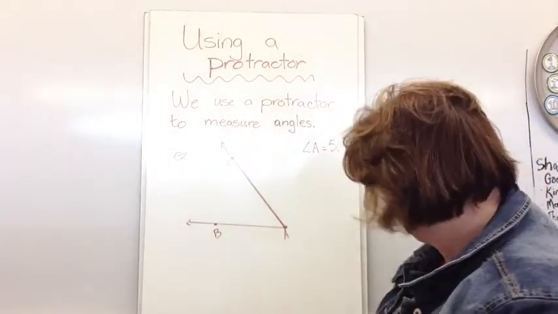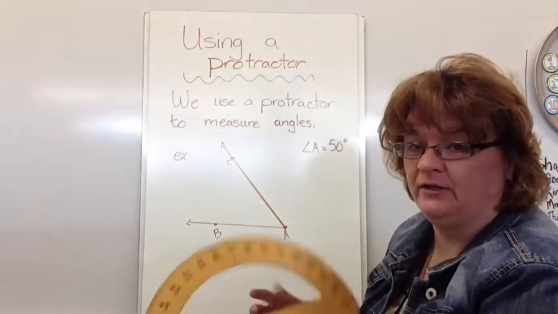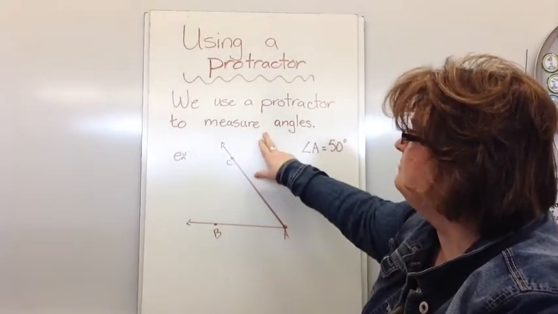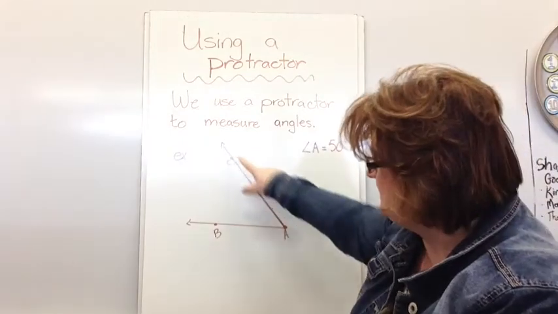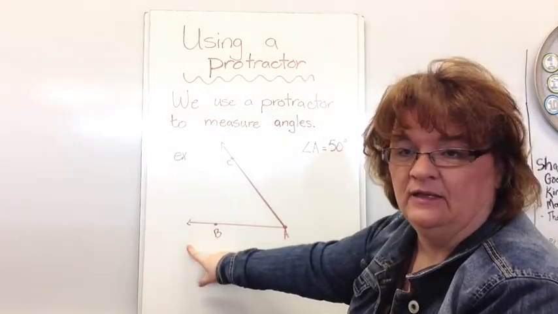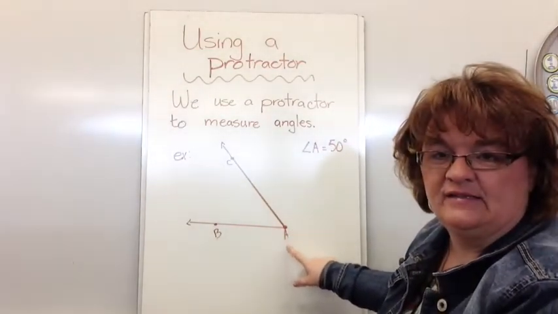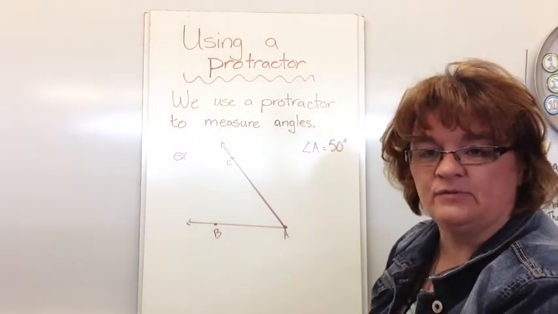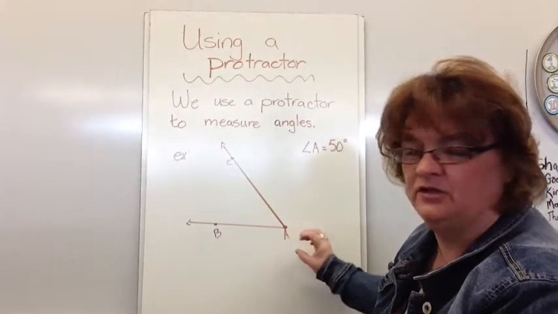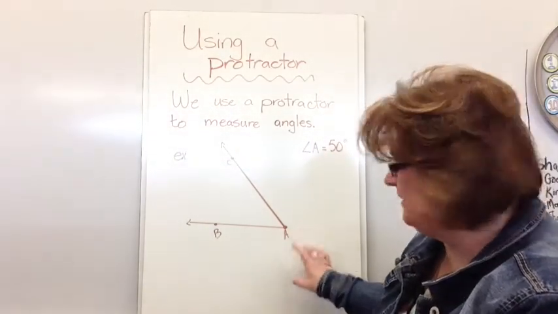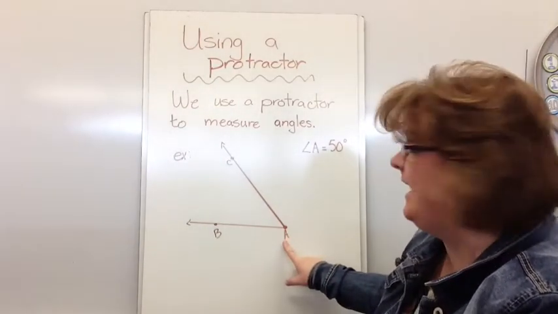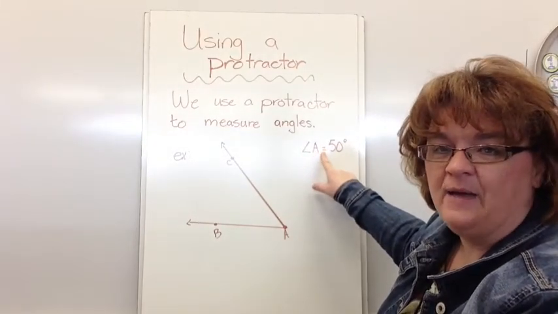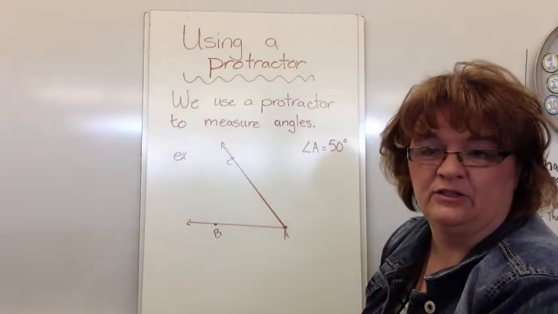First off, a protractor, and I have a really big one here, yours is not going to be near this big. A protractor is used to measure angles. You can see here that I've drawn an angle. This is angle A because this is the vertex, or where the two rays meet. The place where the two rays meet is called the vertex. So this is considered angle A because that's how we name the angle. Now I've measured this at 50 degrees.